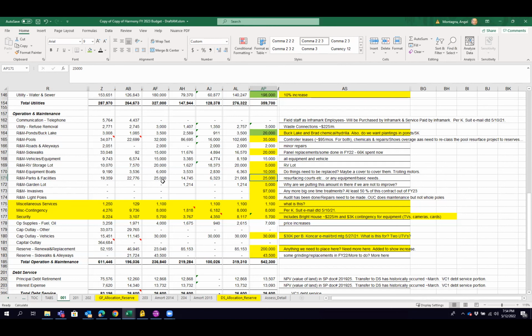Parks and facilities. You budgeted 25, I left it at 25. Other things that would come out of here that I know the board has talked about: resurfacing the courts, any equipment and basically any needs, which are I think your bathhouses, any stuff like that would come out of this. Your dog park, if there's got to be anything done there, it would come out of this.